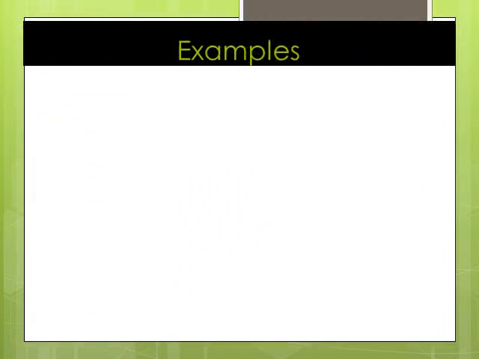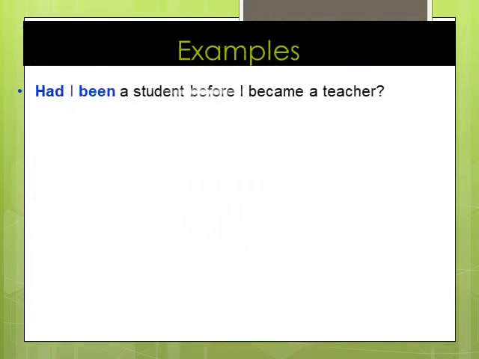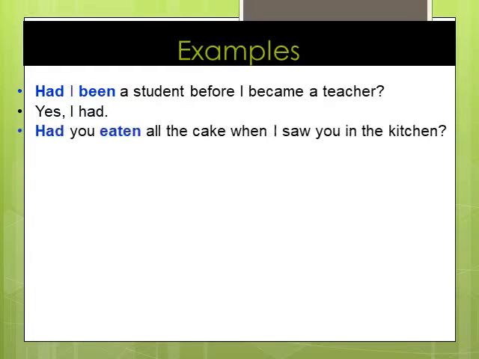Had I been a student before I became a teacher? It's a yes or no question. We start with had plus the subject plus the past participle of the verb. The answer will be yes, I had. Had you eaten all the cake when I saw you in the kitchen? We start with had plus the subject plus the past participle of the verb. The answer will be yes, I had or no, I hadn't.